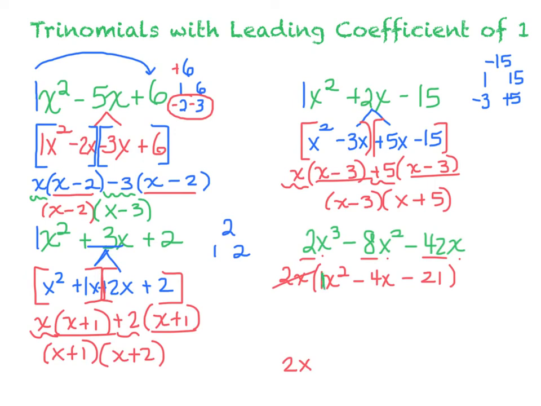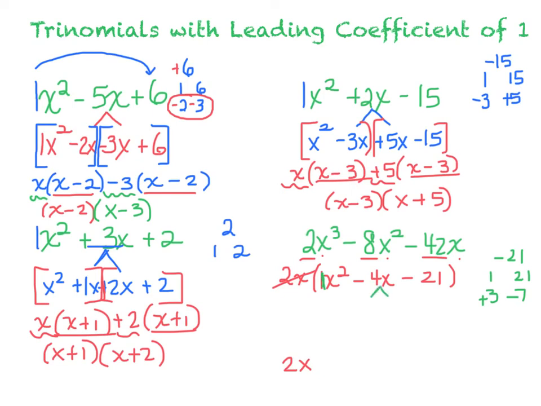1 times negative 21 is negative 21. 1 times 21, 3 times 7. I think that's it. I need to add to negative 4. Okay, now, if I made the 3 negative and the 7 positive, these would add to positive 4. All I now have to do is switch this around and make this positive 3 and this negative 7. That gives me the negative 4. They also multiply to negative 21.